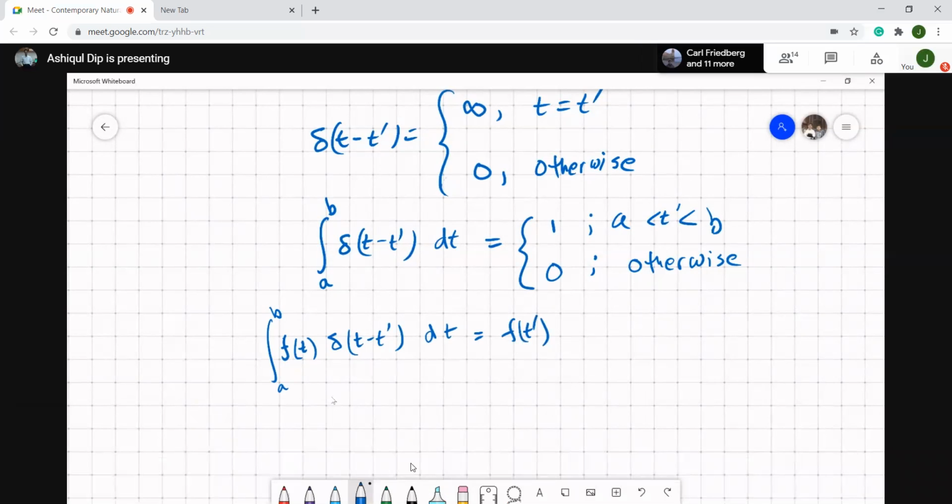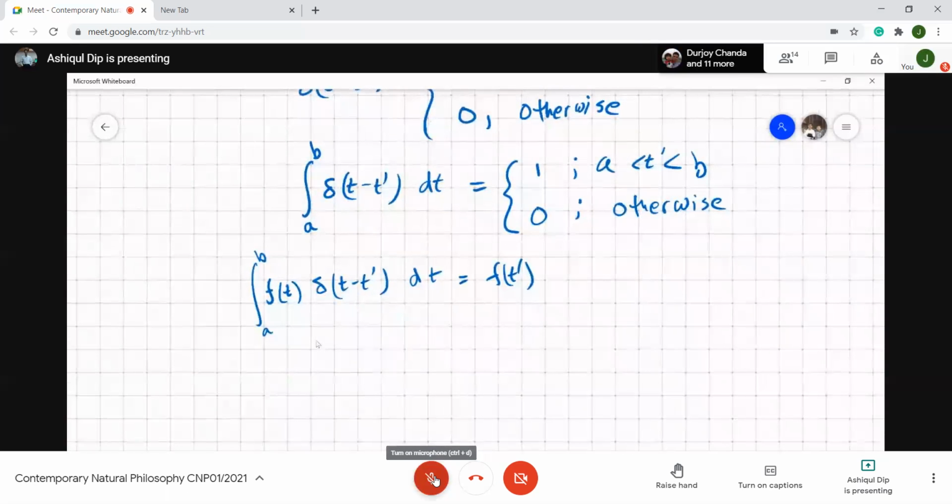Why? Because your delta function has an infinite value only at t prime. So we can write this integration as follows: everywhere else it's 0, so we do not care about the other points, they contribute 0. Like we can split this integral from a up to t prime minus epsilon, where epsilon is a really small quantity.